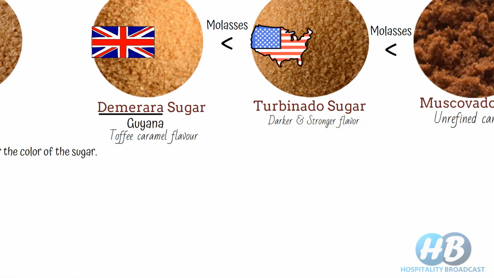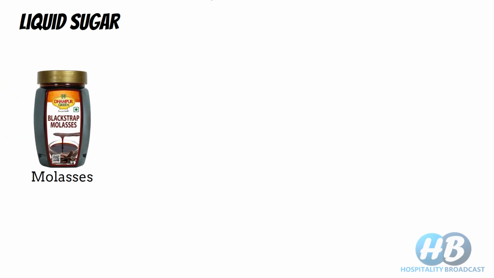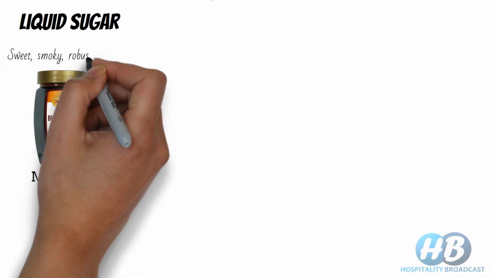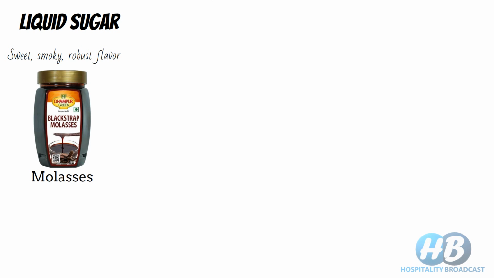Now let's talk about some of the famous liquid sugars. The first one is molasses. As we discussed earlier, it is a thick dark syrup created from extracting sugar from sugarcane. Molasses has a sweet, smoky, robust flavor and lends itself well to cookies, baked beans, and barbecued meat.